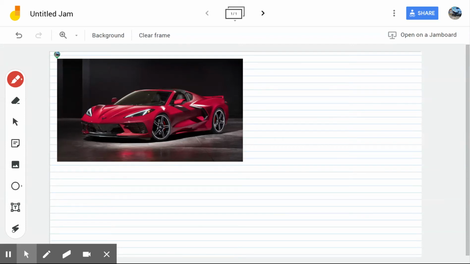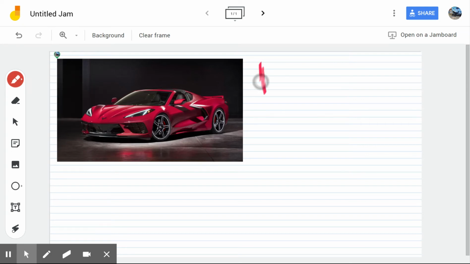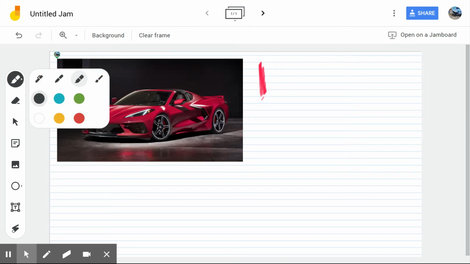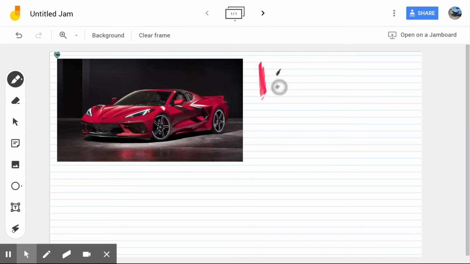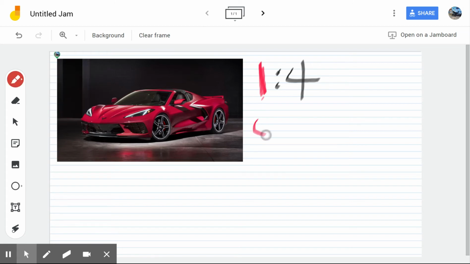All right, so I'm sure you can see this flashy looking car in front of you, and we can say without question that there is one car. So we have one car. How many wheels will one car have? Four. So I'm going to say the ratio of cars to wheels is 1 to 4.